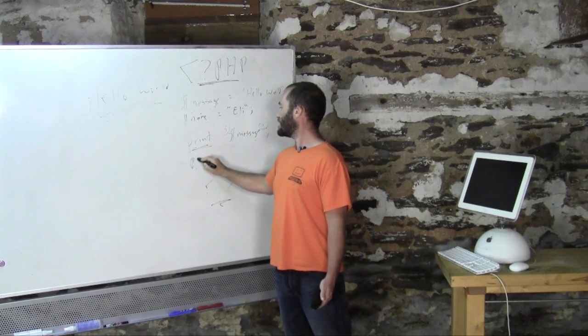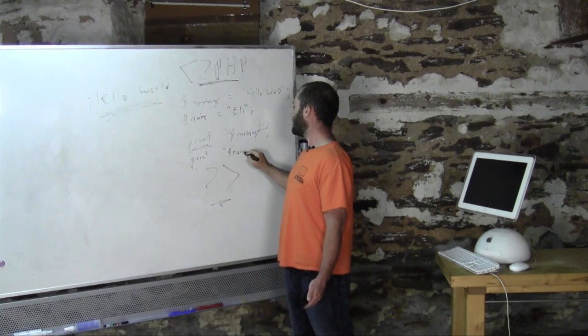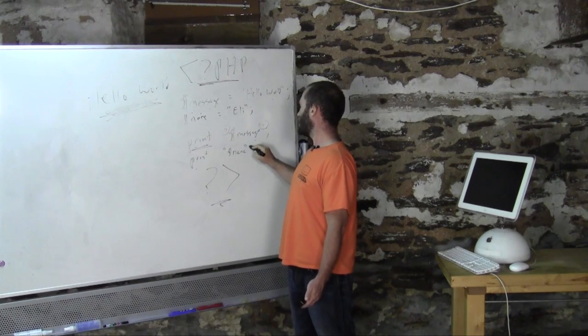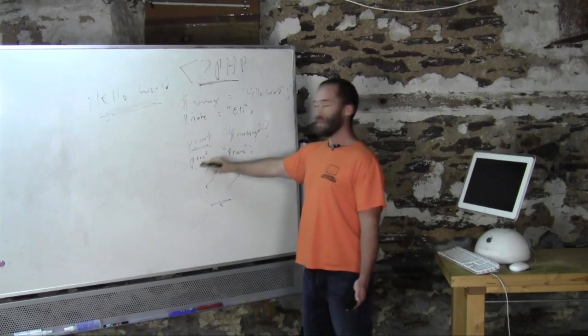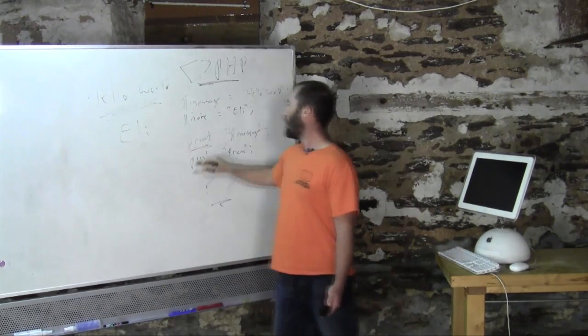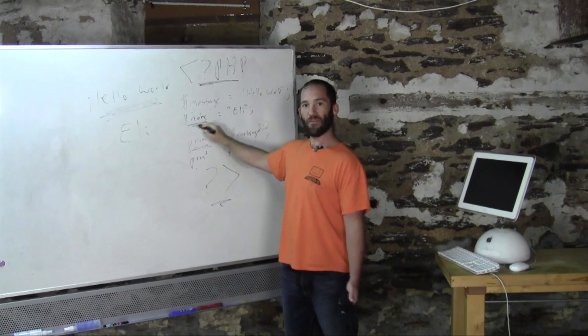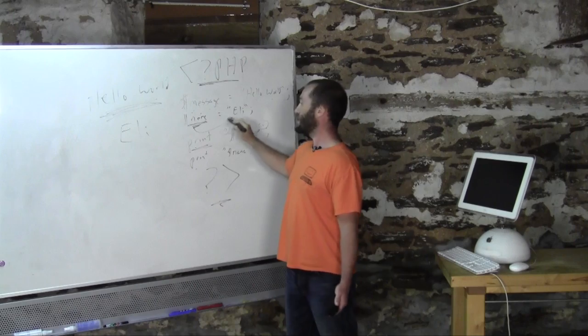So if we did print space double quotation marks $name close double quotation marks, semicolon, when this gets called by the script, it would then print out Eli. Why? Because the value of the variable name is Eli.